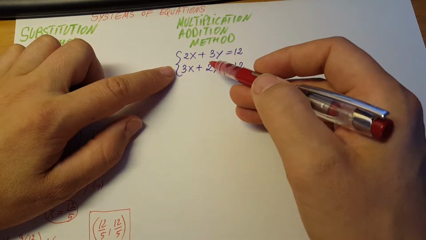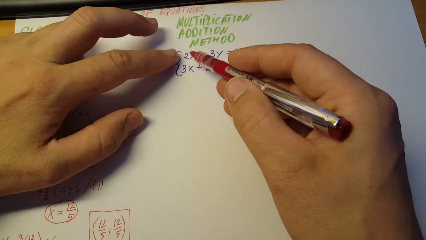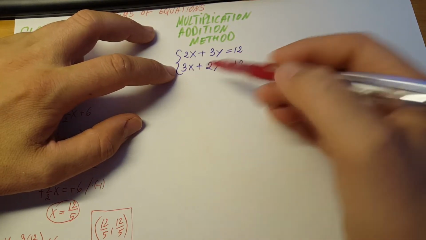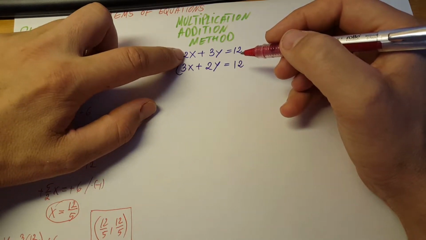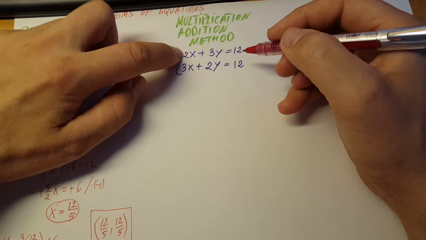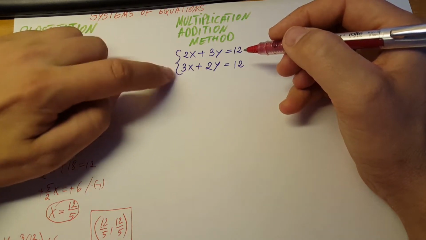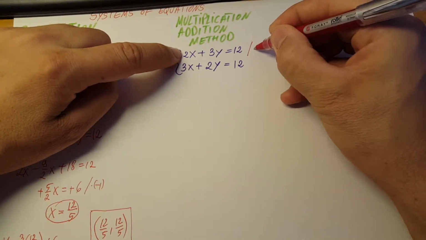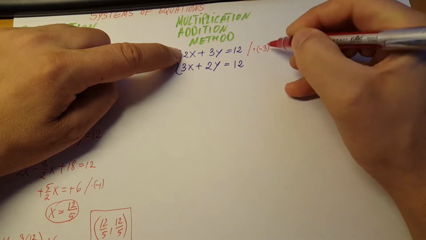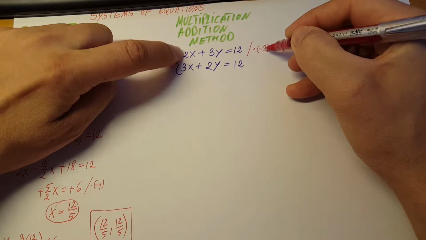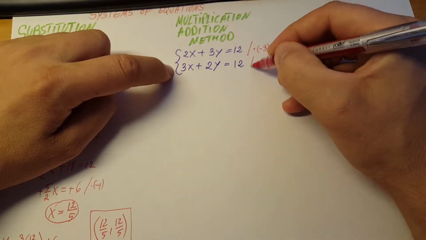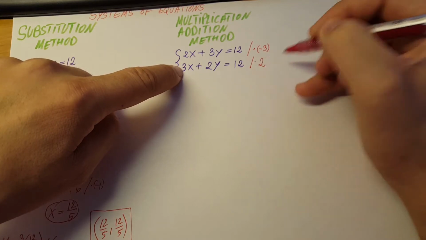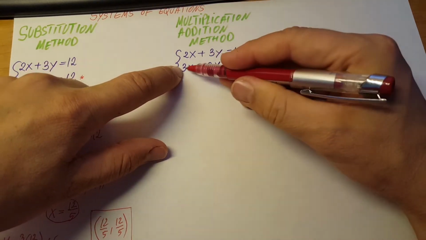Multiplication and addition. We need to work on getting one of the variables to be with the same coefficient but negative. So let's work on x, and we're going to turn x into being 6 and 6, but one of them is going to be negative. So I'm going to multiply the top equation by negative 3. So therefore, when we multiply, this will turn into negative 6x. Then, in order to match, we're gonna multiply this by plus 2. So when we multiply, it's gonna be 6x.